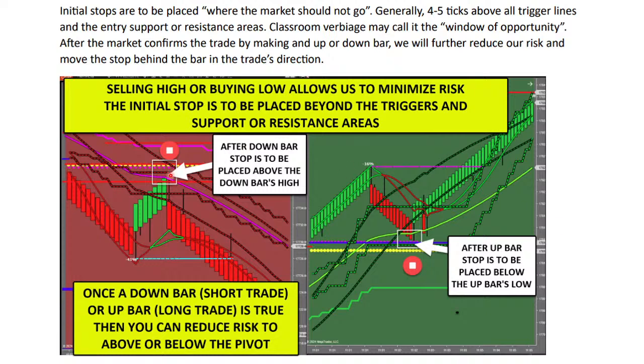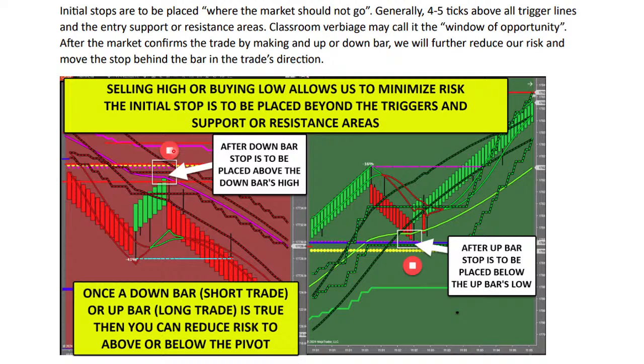And then here's your first management lesson. We've defined entries, right? We have the advantages, we get into the market, and now we've got to do something with that trade. Well, your initial stops are placed where the market shouldn't go. Embrace that phrase, where the market shouldn't go. 4 or 5 ticks above the window of opportunity, 4 or 5 ticks below the window of opportunity, guys.